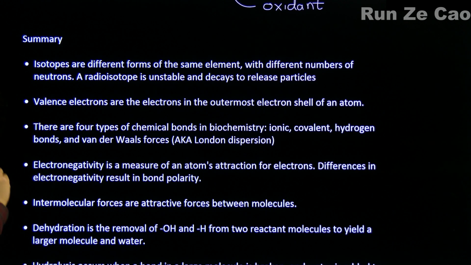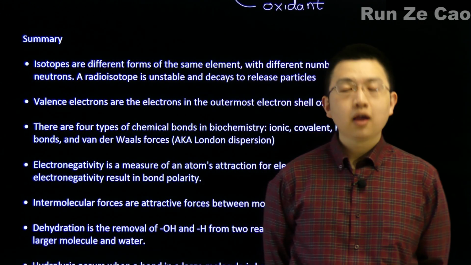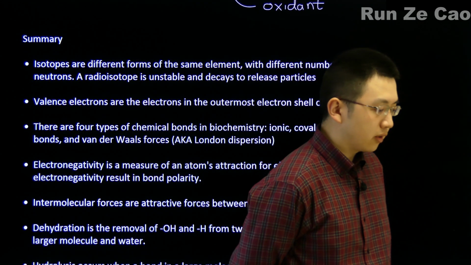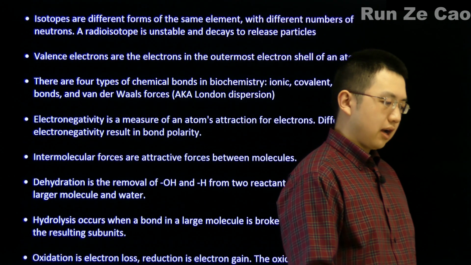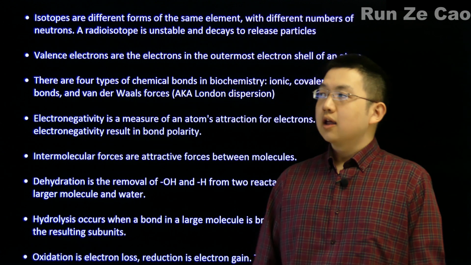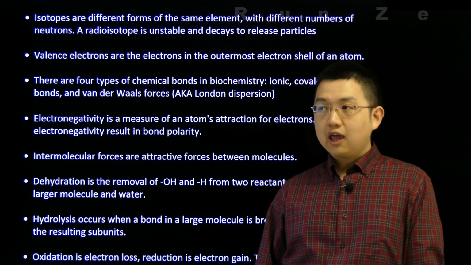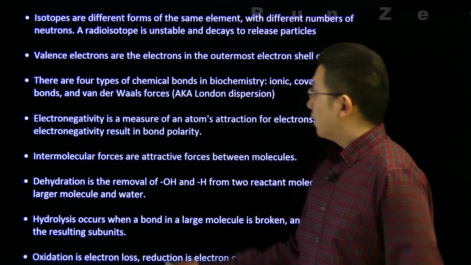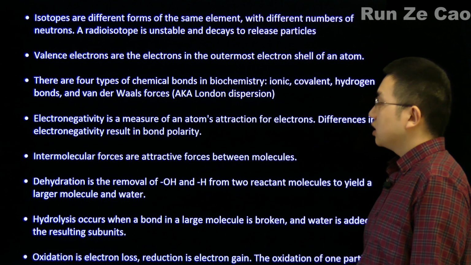A radioisotope is unstable and decays to release particles. Now, a radioisotope may have too many protons, or it might have too many neutrons, so the decay routes will differ, depending on the isotope in question. And even then, a particular isotope may have several different possible decay pathways. Alright, valence electrons are the electrons in the outermost electron shell of an atom.